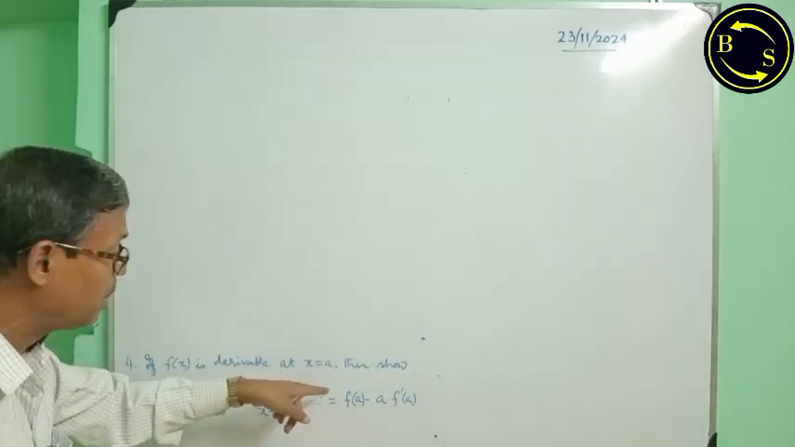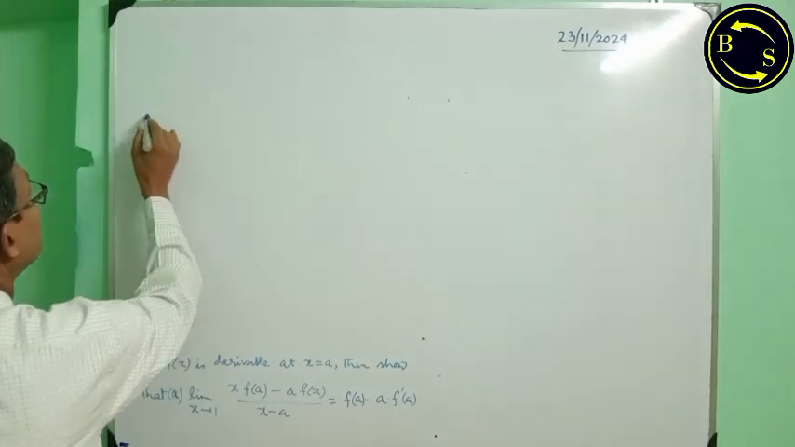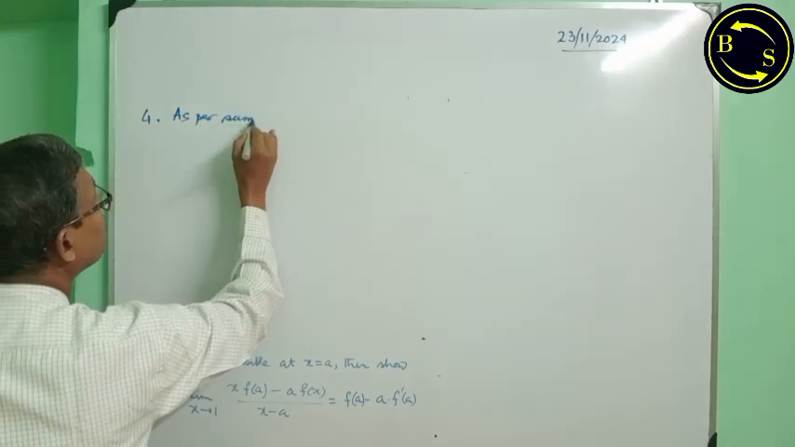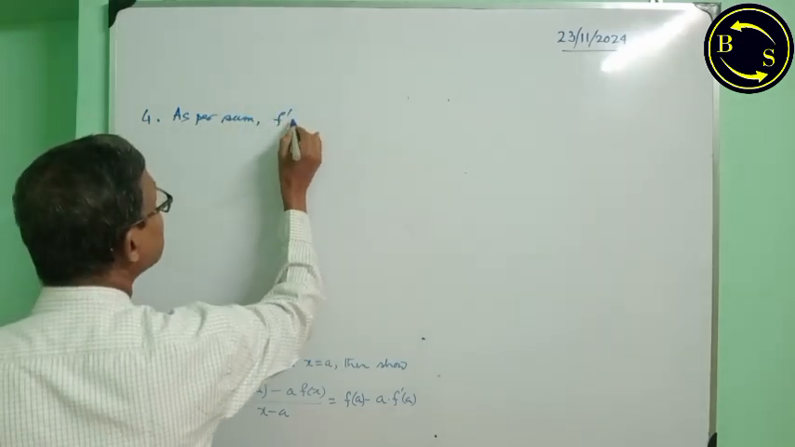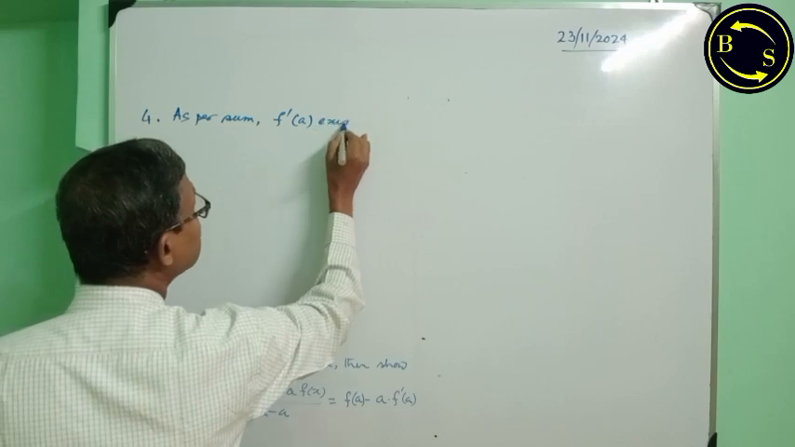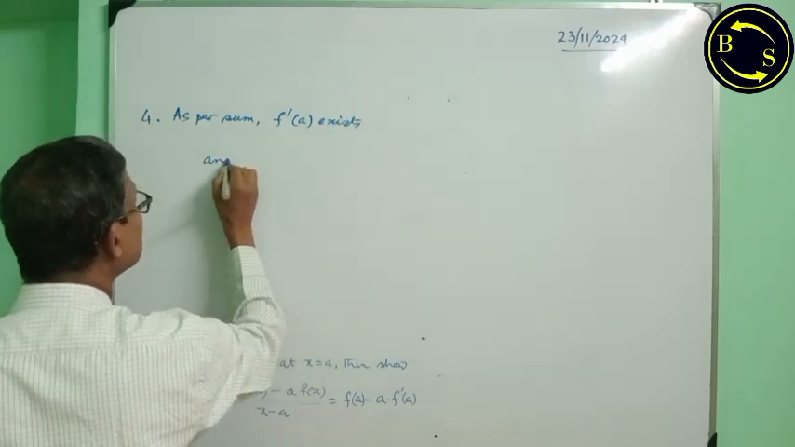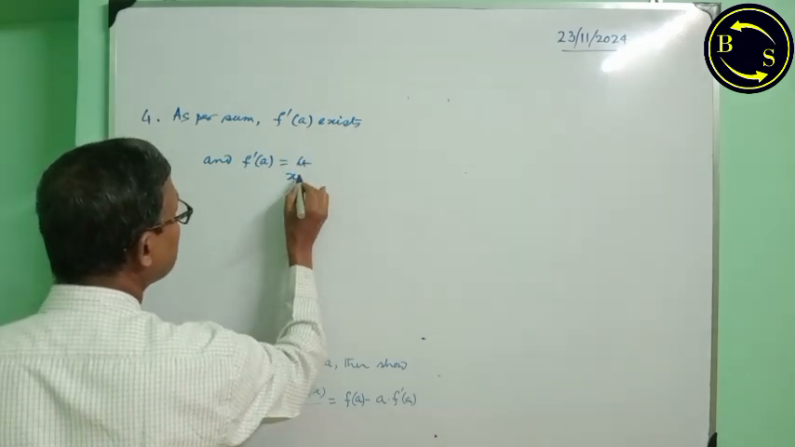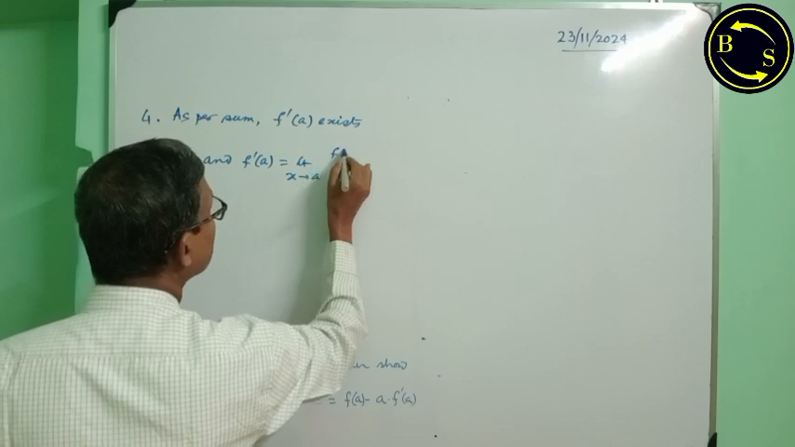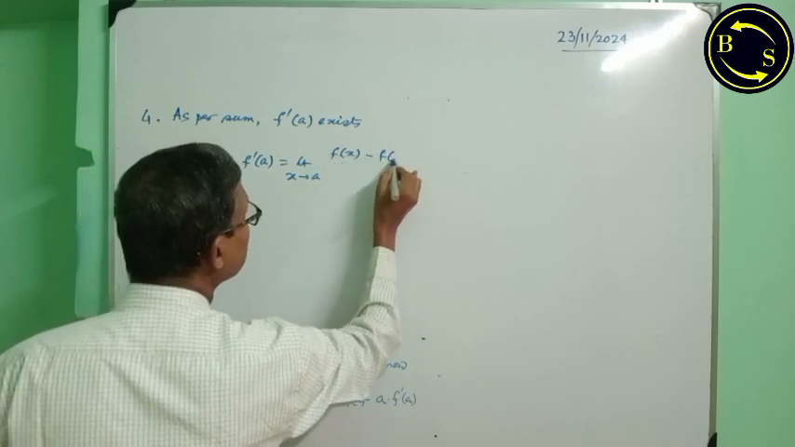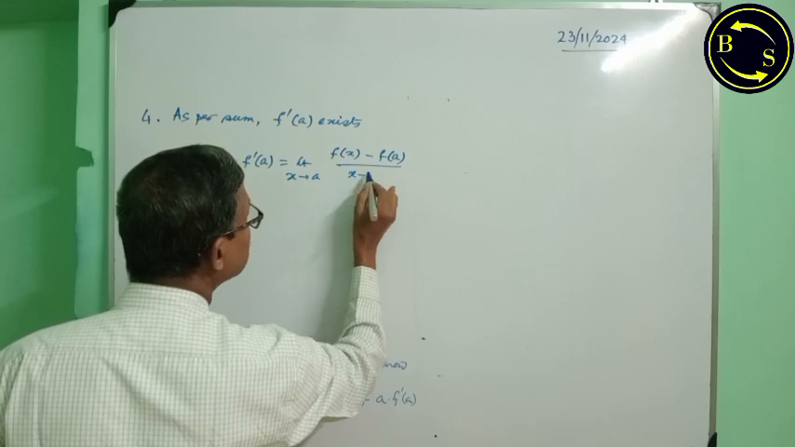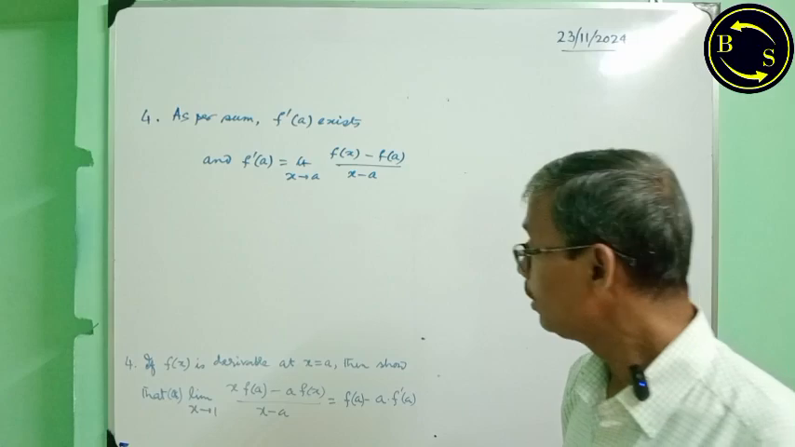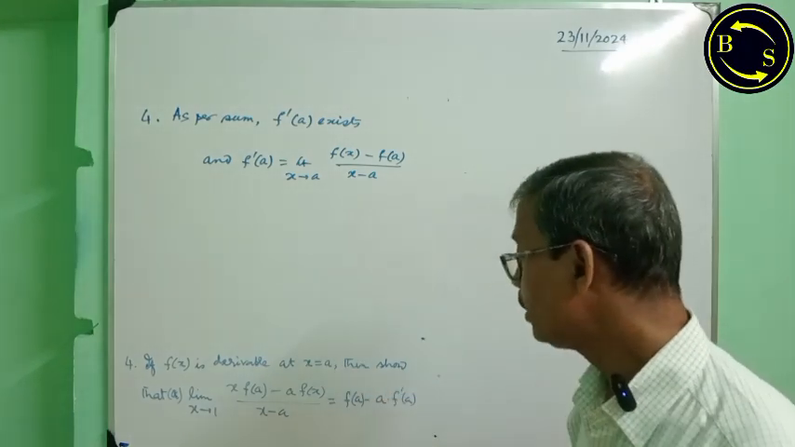If f is derivable at x equal to a, as per the sum, if f dash a exists and f dash a is equal to limit x tends to a, fx minus fa by x minus a. Already we have discussed it earlier. Now I shall use this to calculate this one.